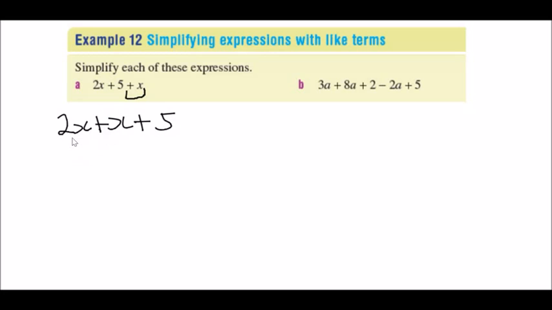2x plus x is 3x plus 5. Okay, so 3x plus 5 is sitting in there, and that's it. That's all you got to do.